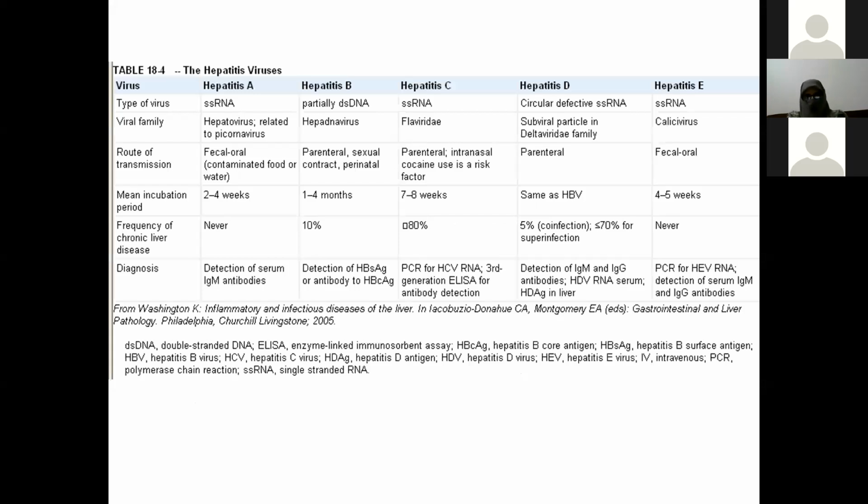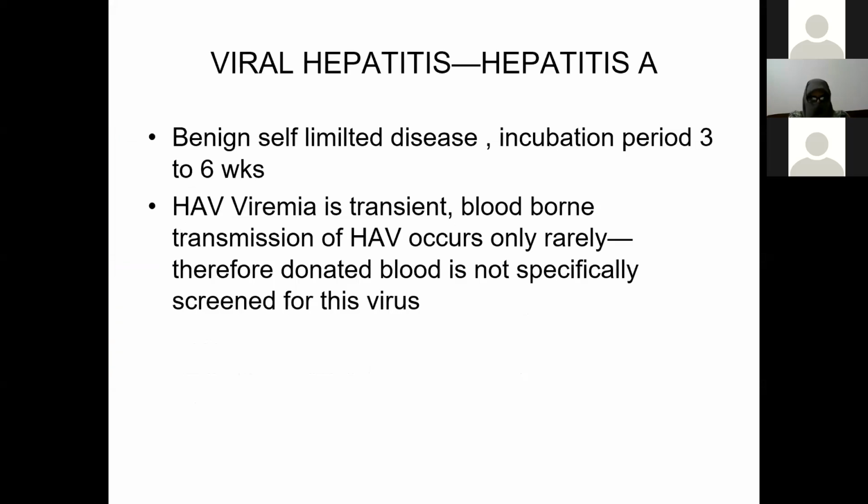Okay, hepatitis A. For hepatitis A, one should know that this is a benign self-limited disease. ठीक है, benign क्या चीज होती है? benign की टर्म हम यूजुअली यूज करते हैं ट्यूमर्स में, वो जो आप कुछ नहीं कहते, आप थोड़ा सा सपोर्टिव मेजर देंगे, डिजीज को तुरंत खत्म हो जाएगी. इसका इंक्यूबेशन पीरियड होता है 3 to 6 weeks. हेपेटाइटिस ए वायरीमिया इज ट्रांसिएंट.